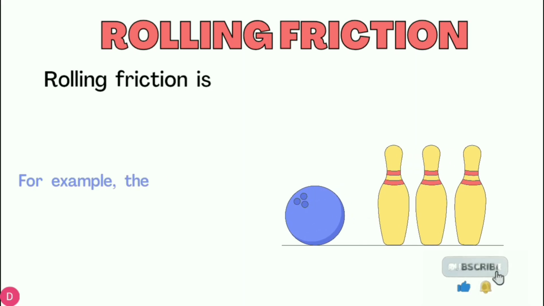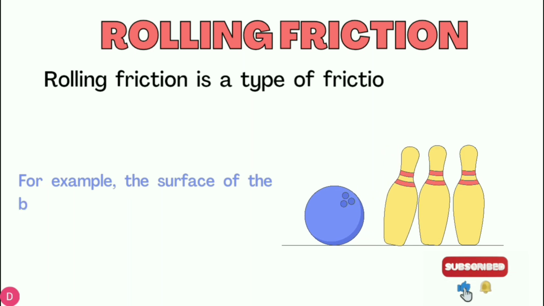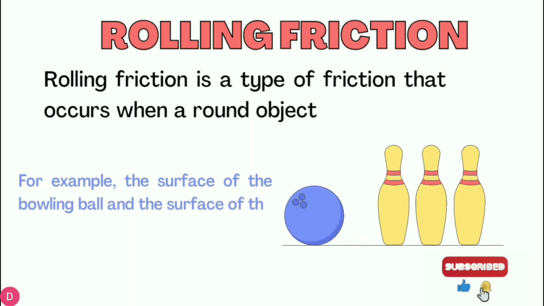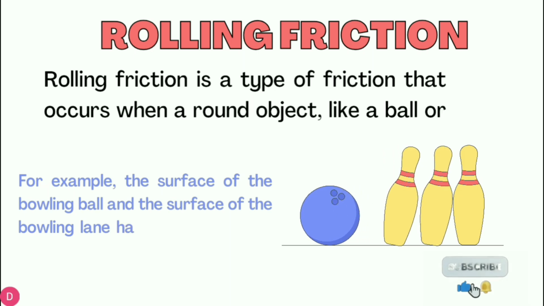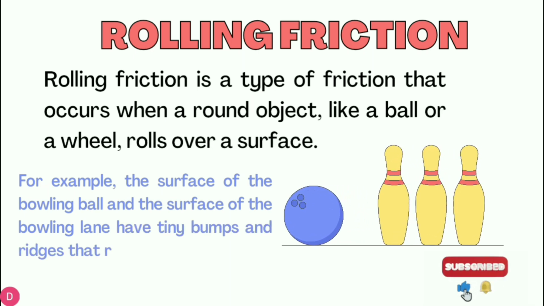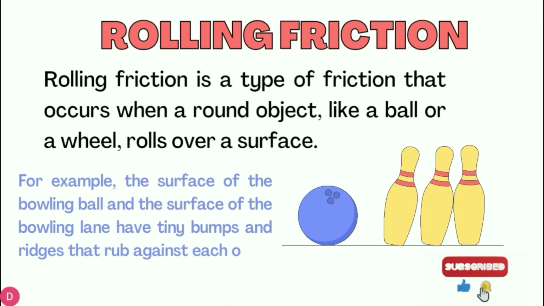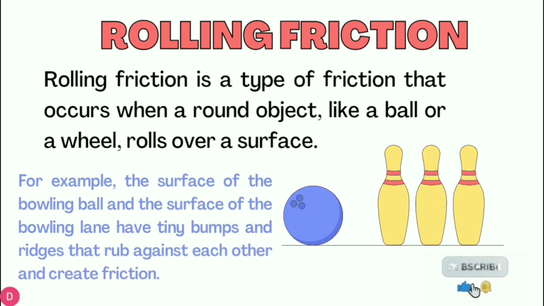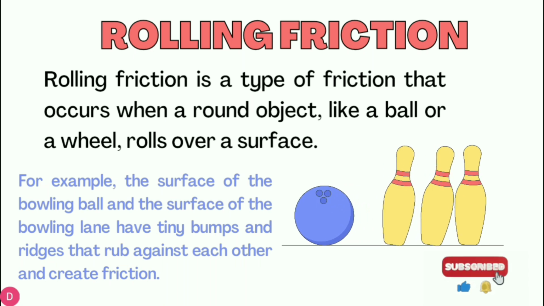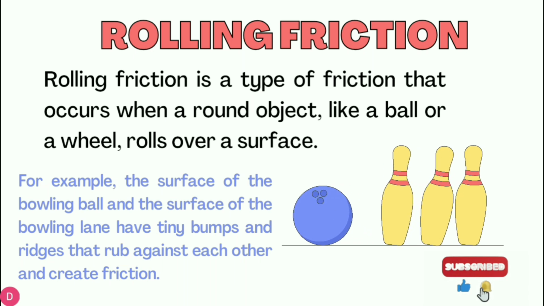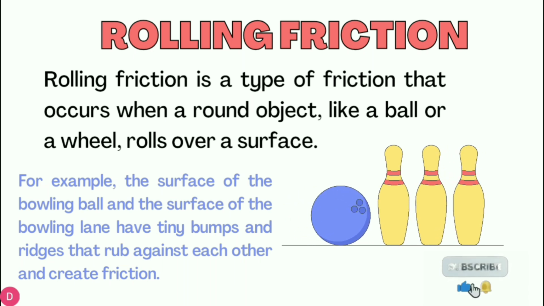Rolling friction. Rolling friction is a type of friction that occurs when a round object, like a ball or a wheel, rolls over a surface. For example, the surface of the bowling ball and the surface of the bowling lane have tiny bumps and ridges that rub against each other and create friction.